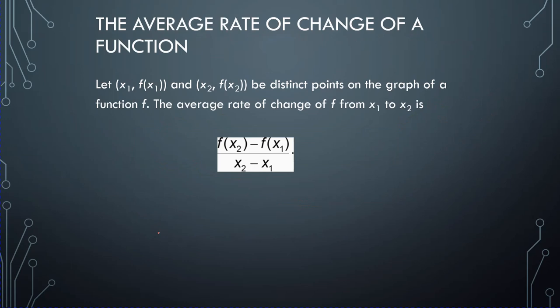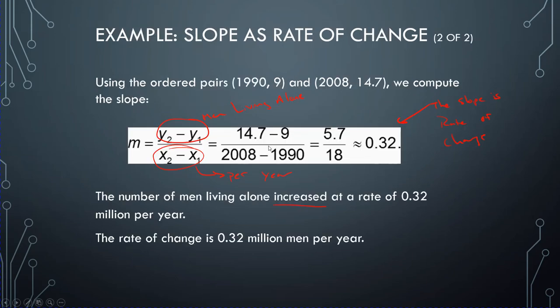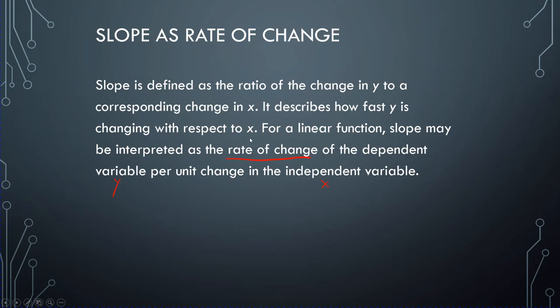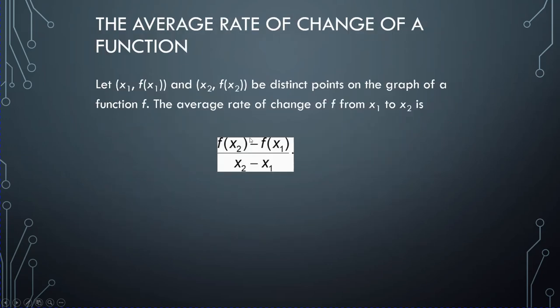Let's end now by talking about the average rate of change of a function. So the slope here is the rate of change for a linear function. But what would the rate of change be for any function, including one that is nonlinear?